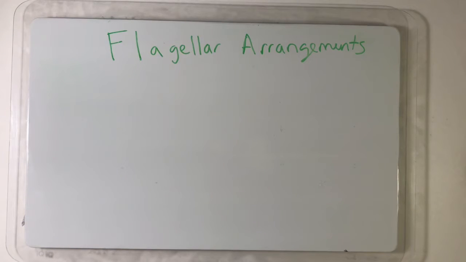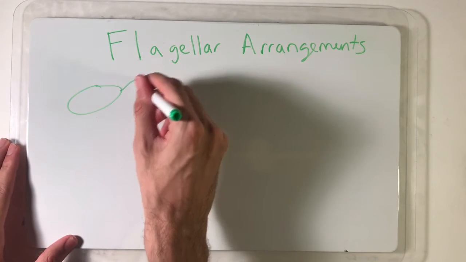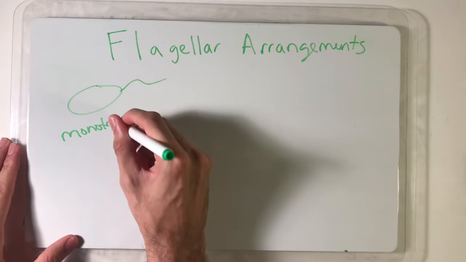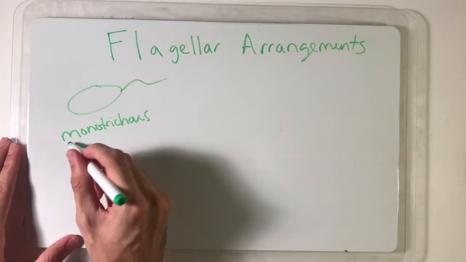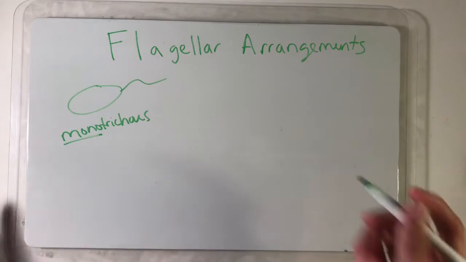Hey guys and gals, today I'll be discussing the 4 types of flagellar arrangements in bacteria. So the first one and easiest is Monotrichous. And as the prefix states, it only has one flagella, so that's mono.